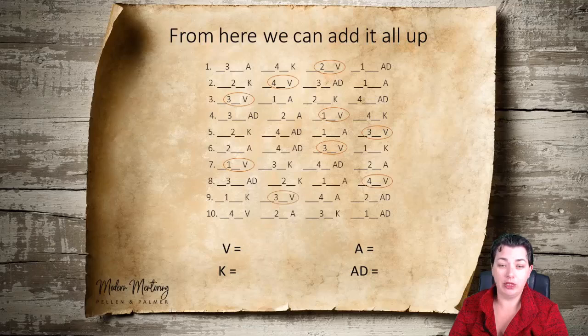A bit slow there off the mark. Now I've got a 3, which is 24. And now I've got a 4, which is 28. So add all those together. Add all the V's together, all the A's together, all the K's together, and all the AD's together. So go and do that now.